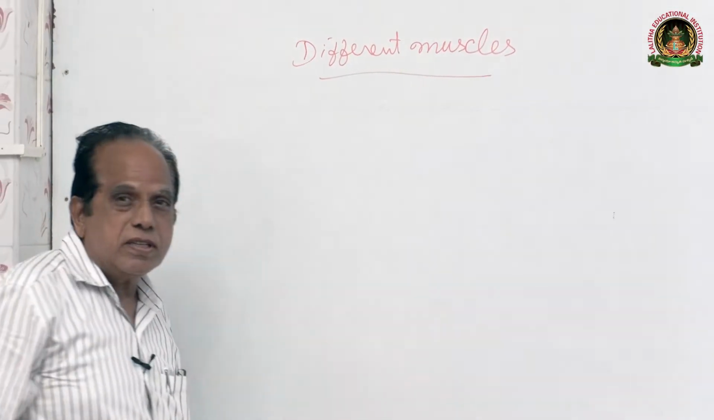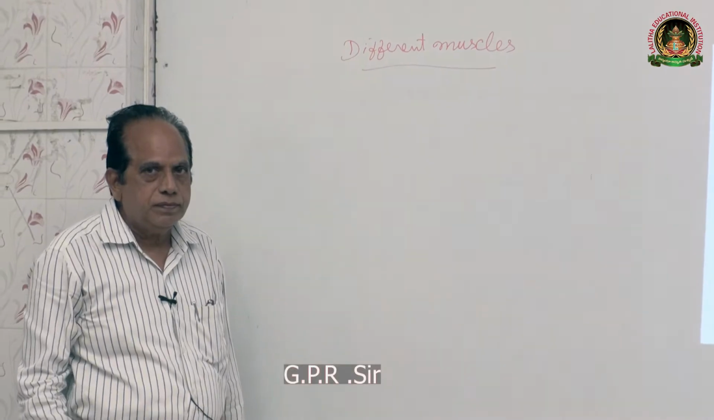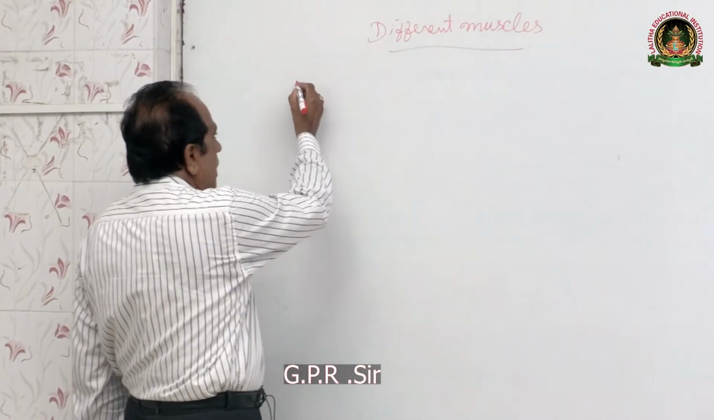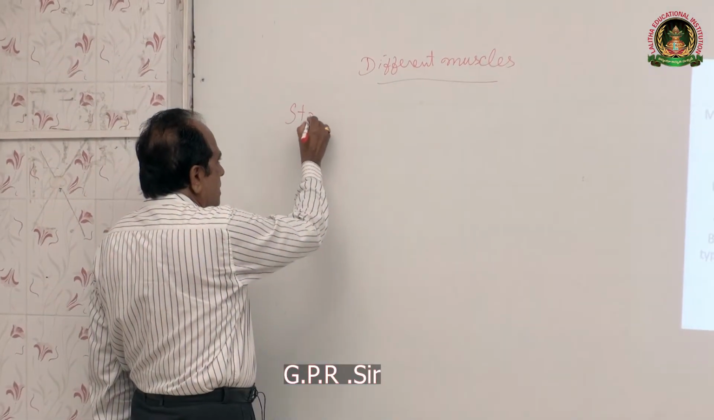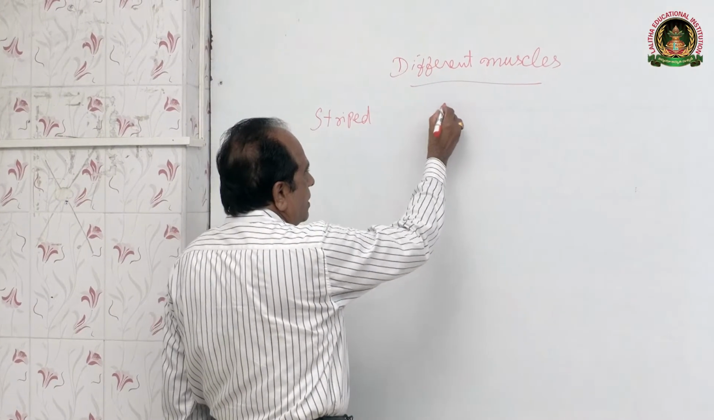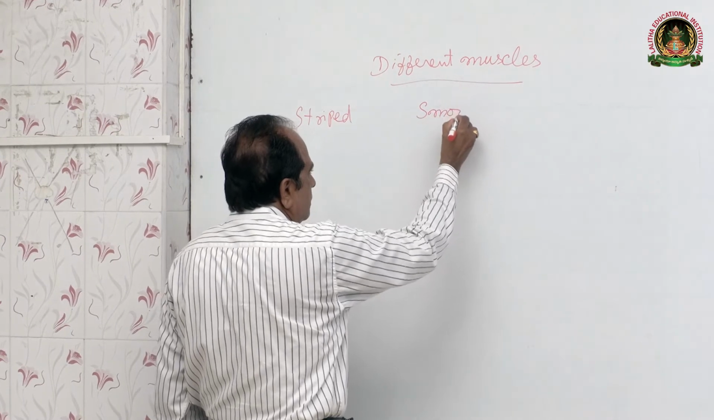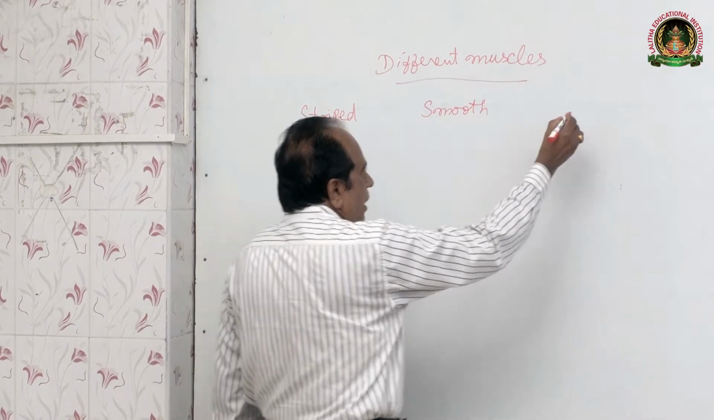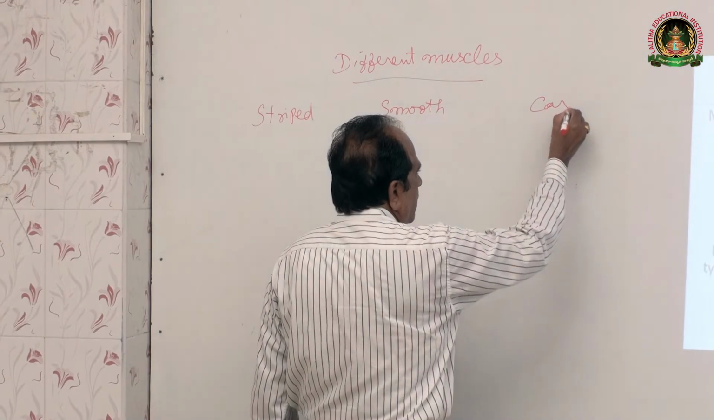Different types of muscles are present in our body. The first type of muscles are striped muscles. The second type of muscles are smooth muscles. And the third type of muscles are cardiac muscles.